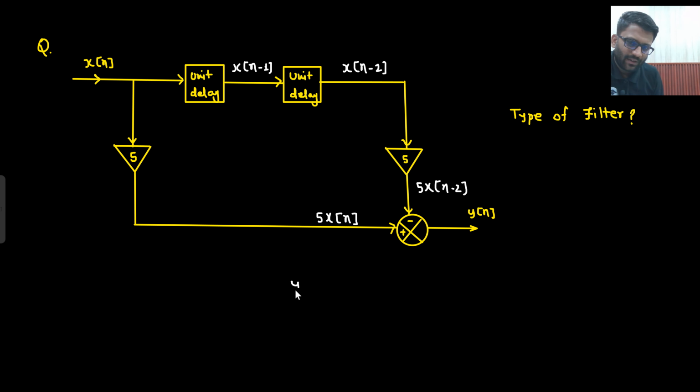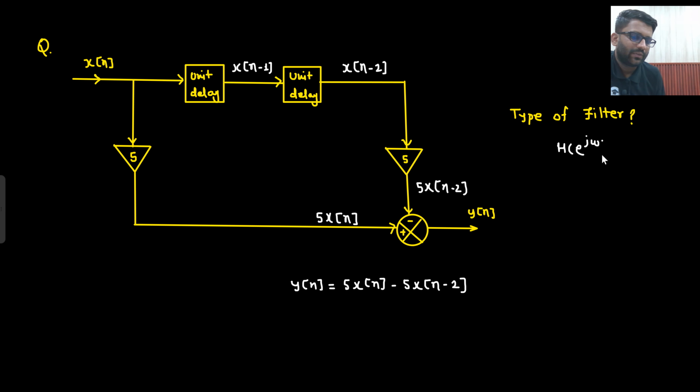Now what is your y of n? In y of n you can see that this will be multiplied with a plus sign, and this will be multiplied with a negative sign. So this is your y of n. So y of n is 5 of x of n minus 5 of x of n minus 2. You need to find the type of filter. So how do we find the type of filter?